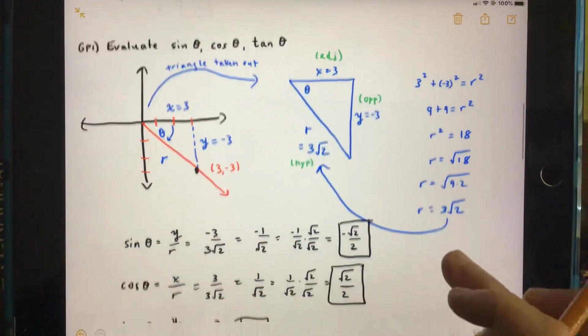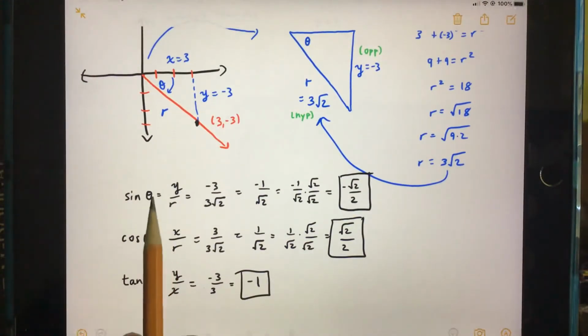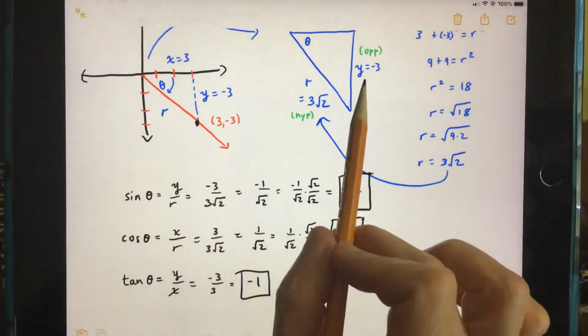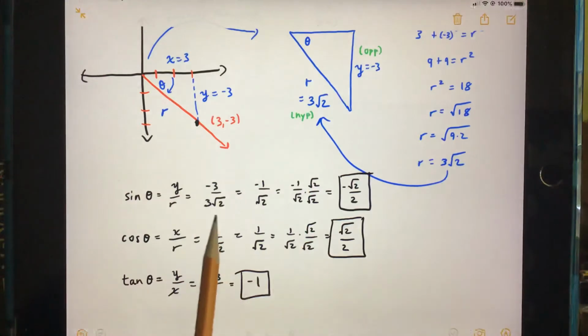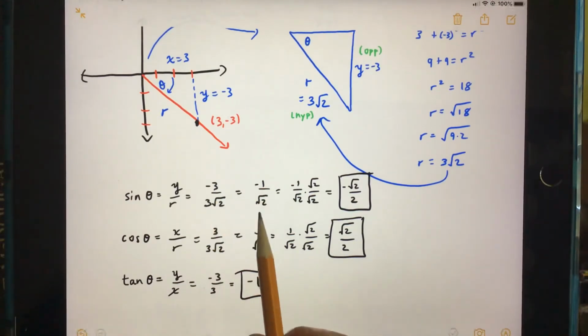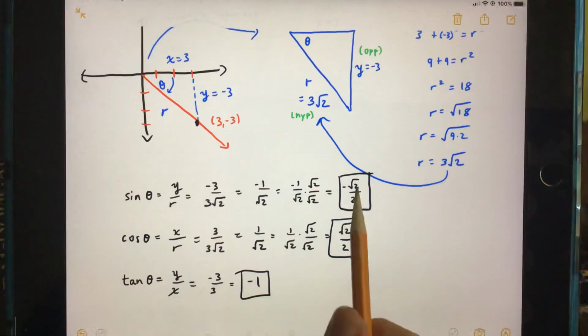Okay, now we're ready to write our sine, cosine, and tangent. So sine of theta is opposite over hypotenuse, y over r in this case, because opposite is always y and hypotenuse is always r. So that gives us negative 3, since our y is negative 3, over the hypotenuse, 3 root 2. And we're not done. Okay, this is a lovely fraction, but it's not simplest radical form. First, divide by 3 over 3, and that gives us negative 1 over root 2. Then to remove the radical from the denominator, multiply by root 2 over 2, and your final answer will be negative root 2 over 2.